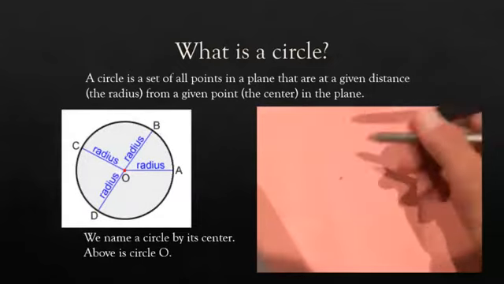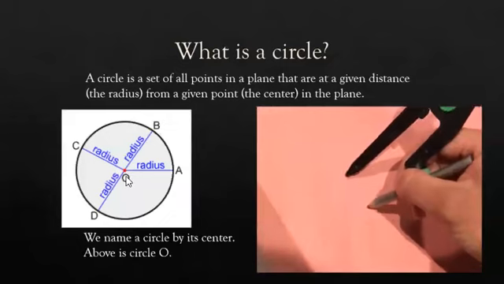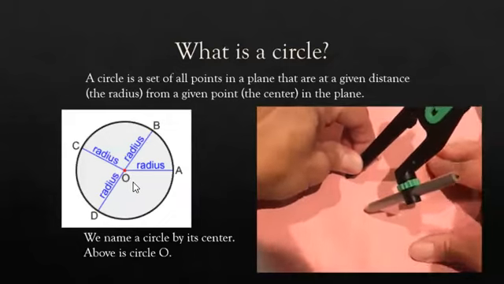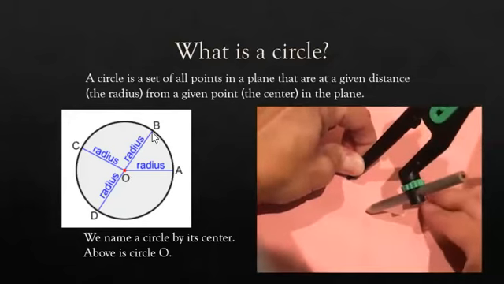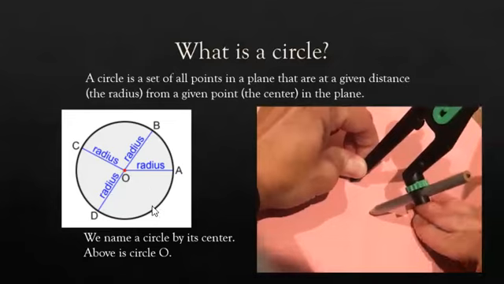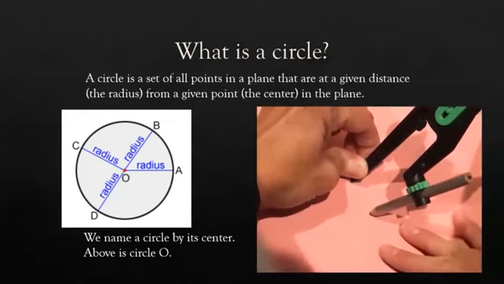We name a circle by its center. This circle right here is circle O, because O is the center. If you see, every radius is the same length and it can go out in any direction to the edge of the circle.